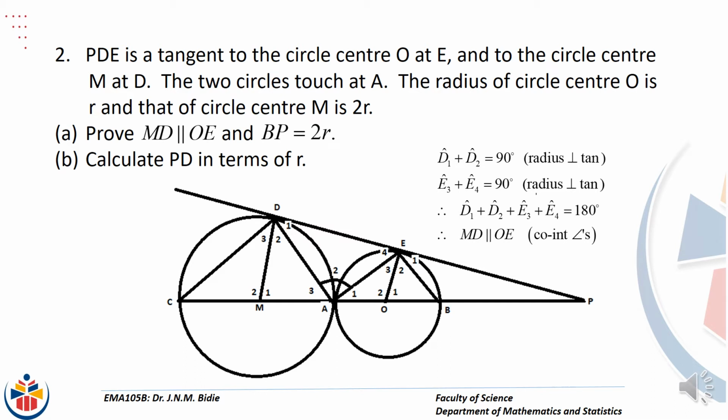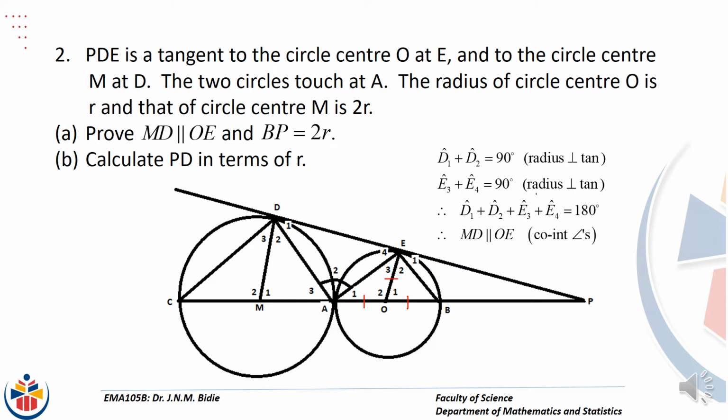We'll move on to number 2. I've solved this one partially, and I expect you to finish it off. Note that we've been given that the radius for the small circle with center O is R, and the one for the bigger circle is 2R. So I'll just indicate here which lines are equal based on what we're given. So OB and OA and OE, they're equal.